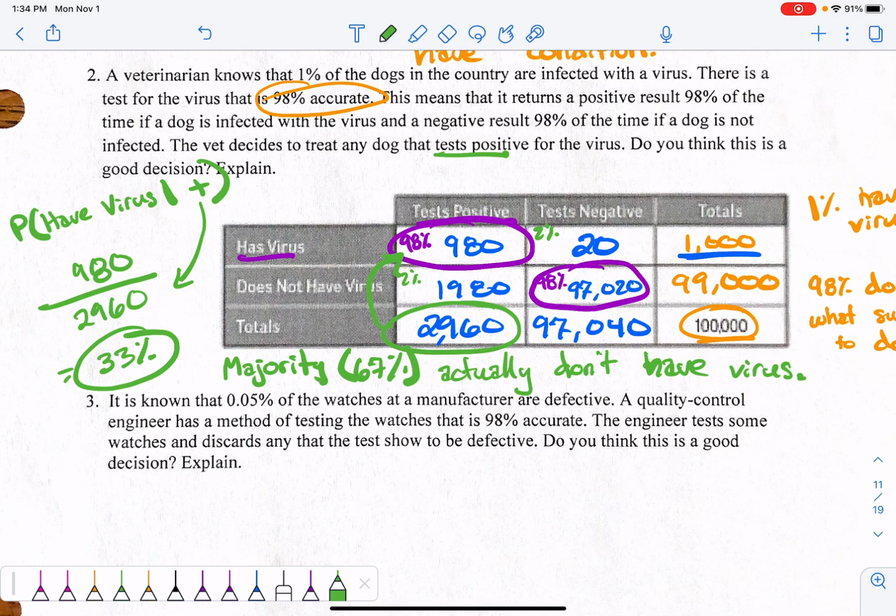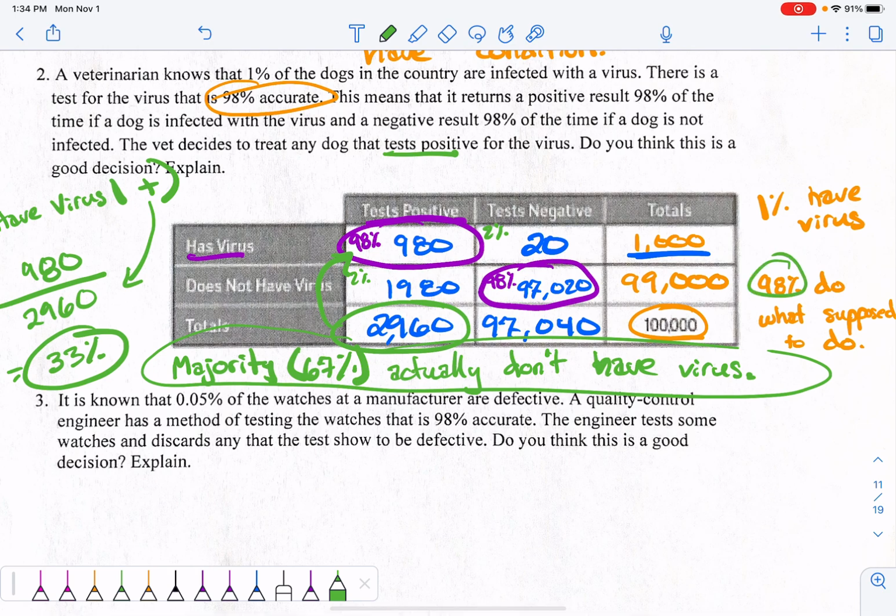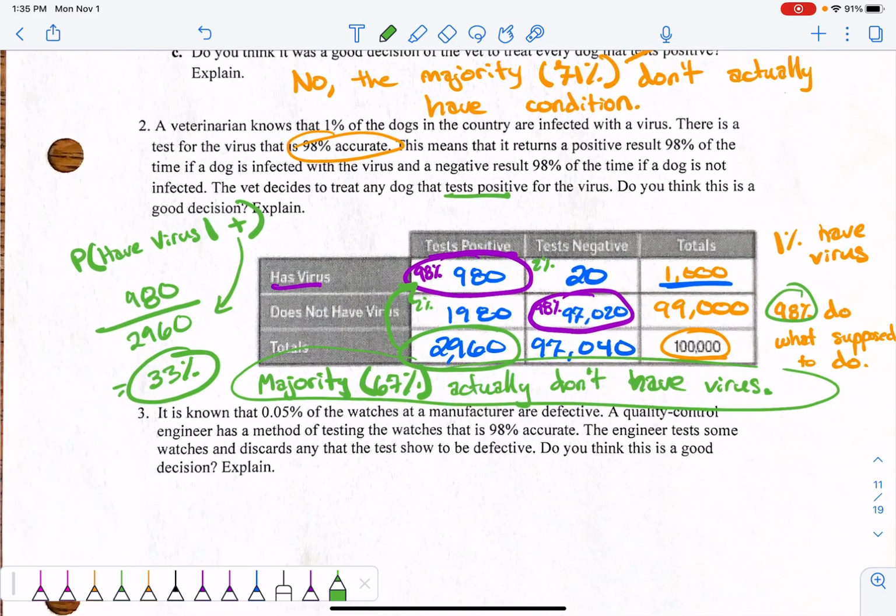But if this was like cancer, right? If we test positive for cancer, I would probably want to make sure that I actually have it before they start pumping me with chemo. So they're going to run a second test on me to make sure that I actually do have cancer before they start doing all of that. Because that's what happens the majority of the time. Yes, the test is 98% effective, but what that really boils down to is having a very large inaccurate result at the end. Okay, so hopefully that made a bunch of sense.